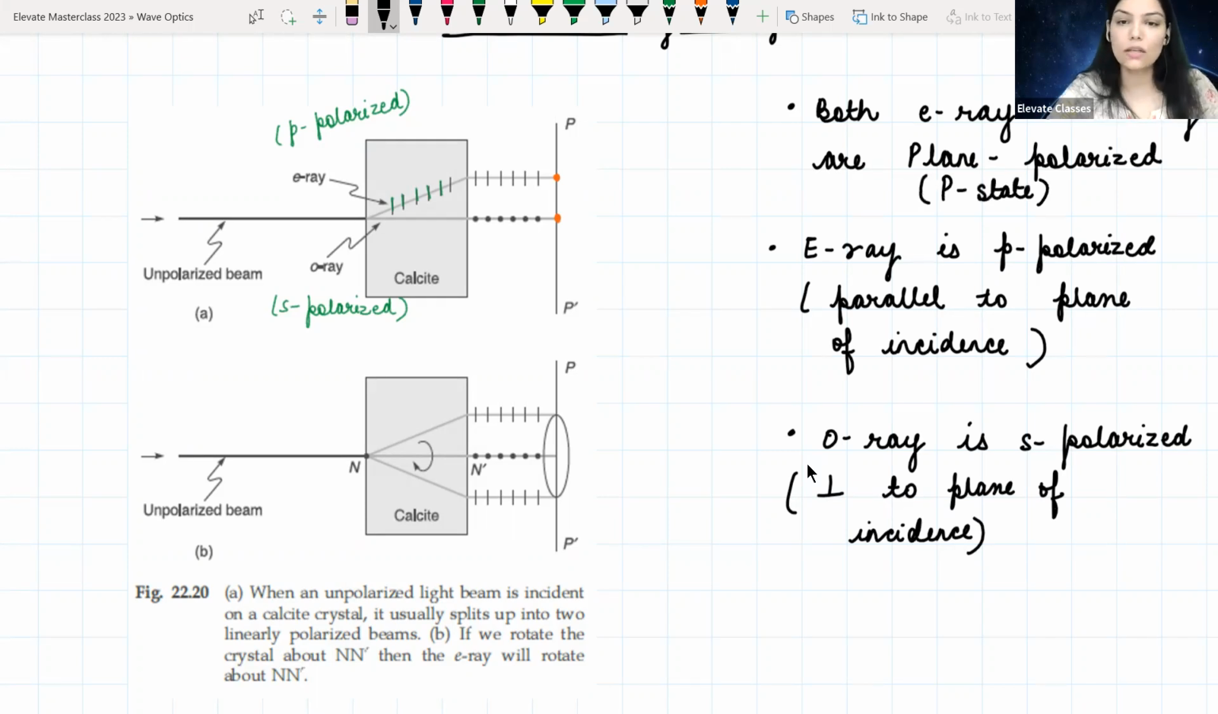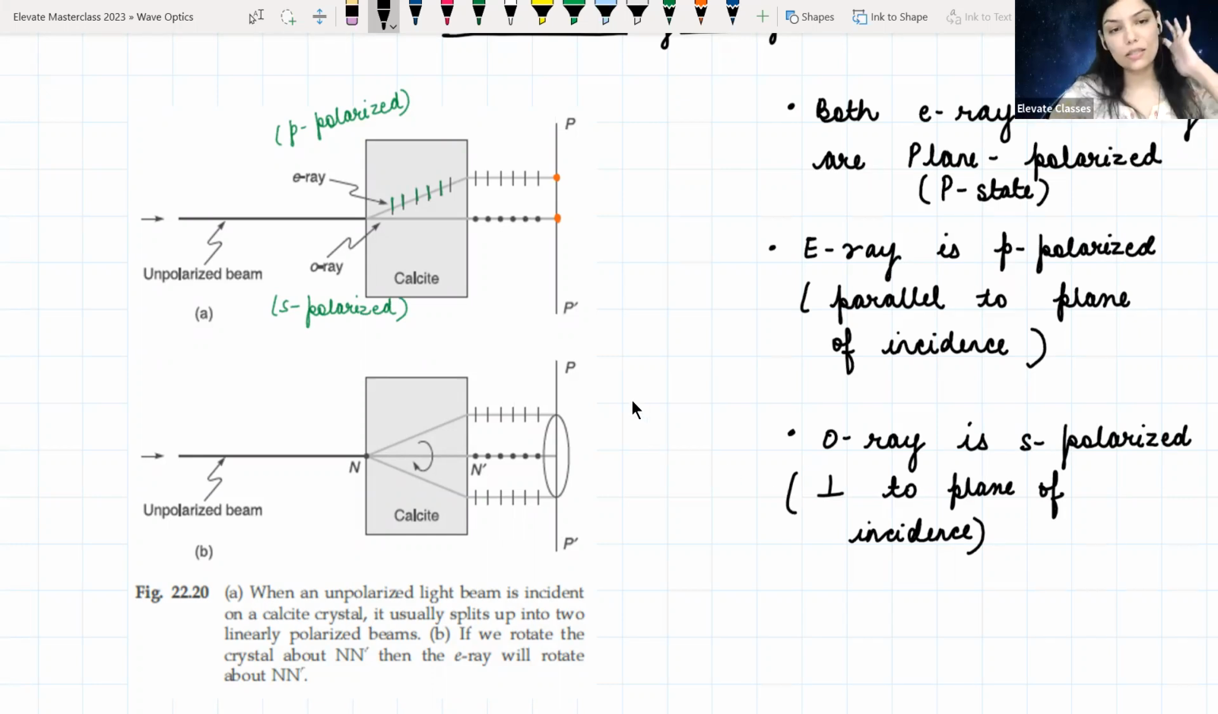P state means plane polarized light, whose orientation will then be given. But if it says I have P polarized light, then the orientation of the electric field is already given to me, that it is in the plane of incidence. If the question says the incident light is S polarized, then I have to consider that the electric field is perpendicular to the plane of incidence. Okay, so I should know these terms also.